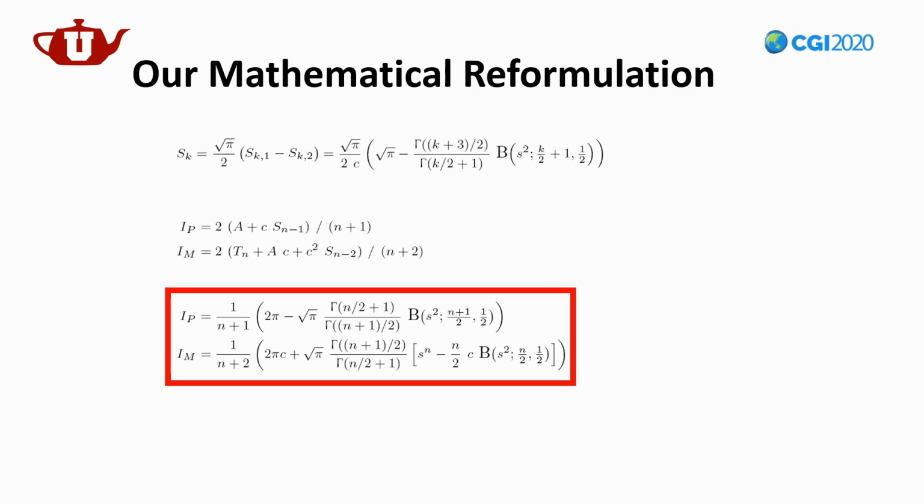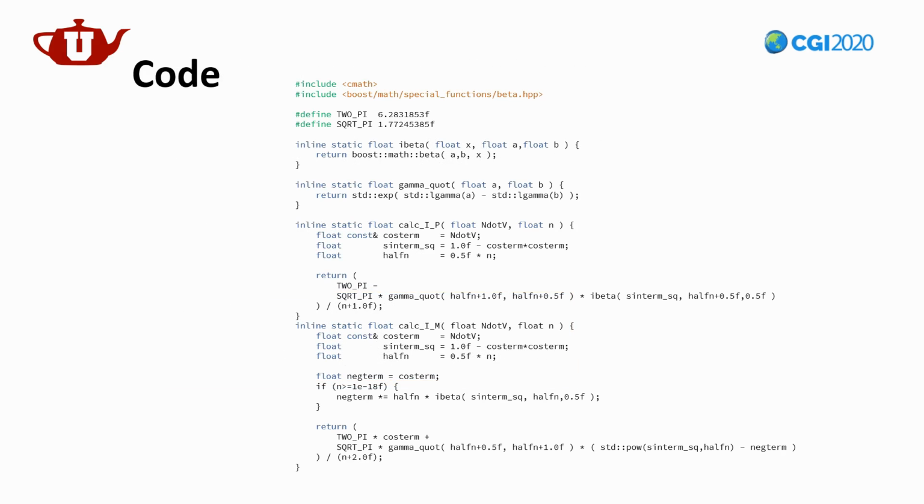We admit that these normalization factors may look intimidating, but the code for implementing them is actually very simple. Indeed, the complete code is just a few simple lines. We provide a complete reference implementation here, in the paper, and in the supplemental materials.